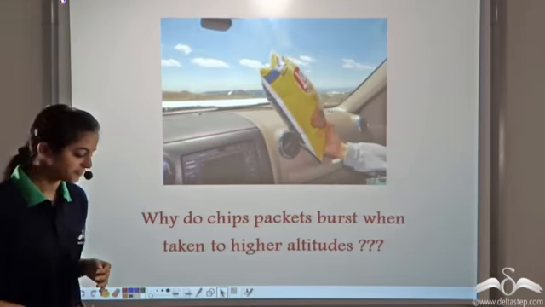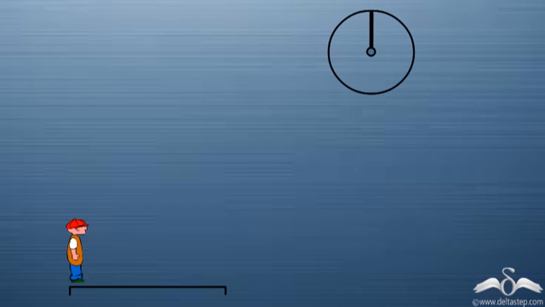Think about it. So we have a person, he's running. So let's count the number of times the person hits the boundaries in 1 minute. 1, 2, 3, 4, 5, 6, 7, 8. So in 1 minute, the person touches the boundaries 8 times.